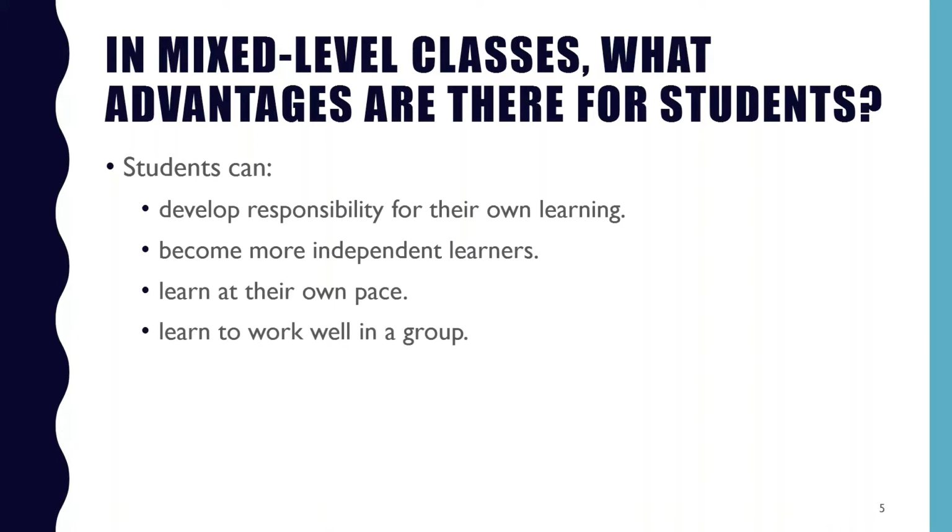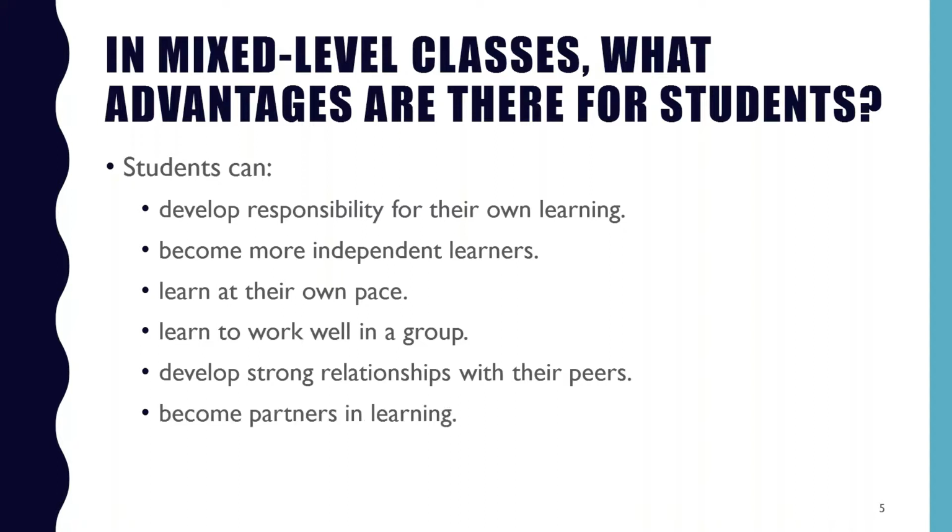So like we said before, everybody acquires language at their own rate. So they have a little bit more flexibility if there are multiple groups in the room. They learn to work well in a group. So this is a life skill, right? We need to work with others. And the sooner we learn how to do this, depending on each other and using strengths and weaknesses within a group to move forward, the better off we are in acquiring that skill for life.